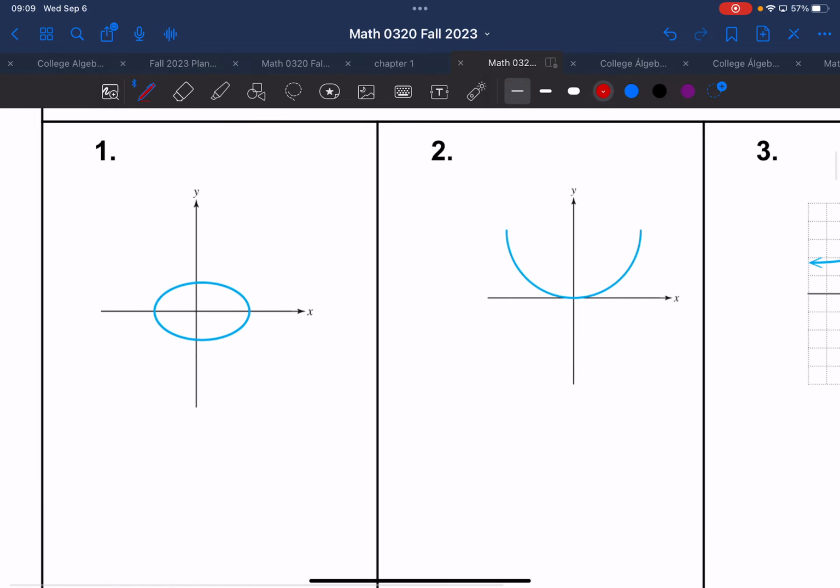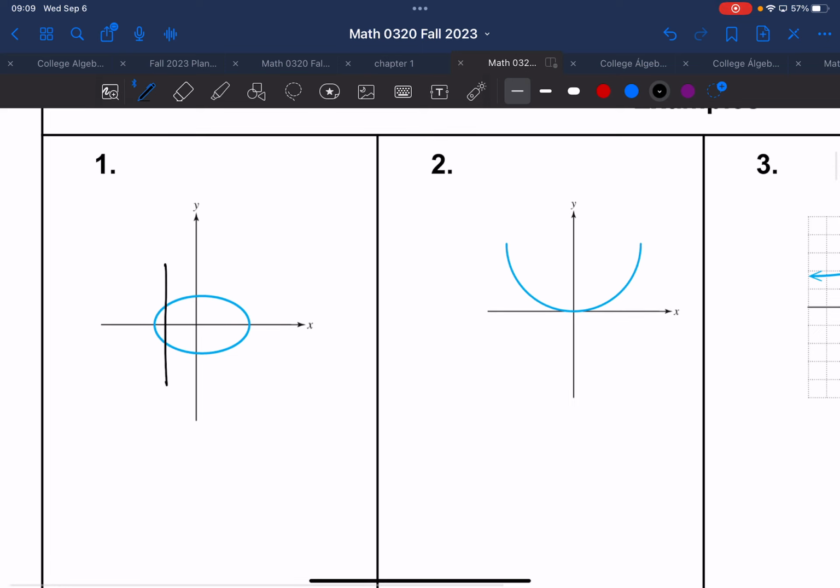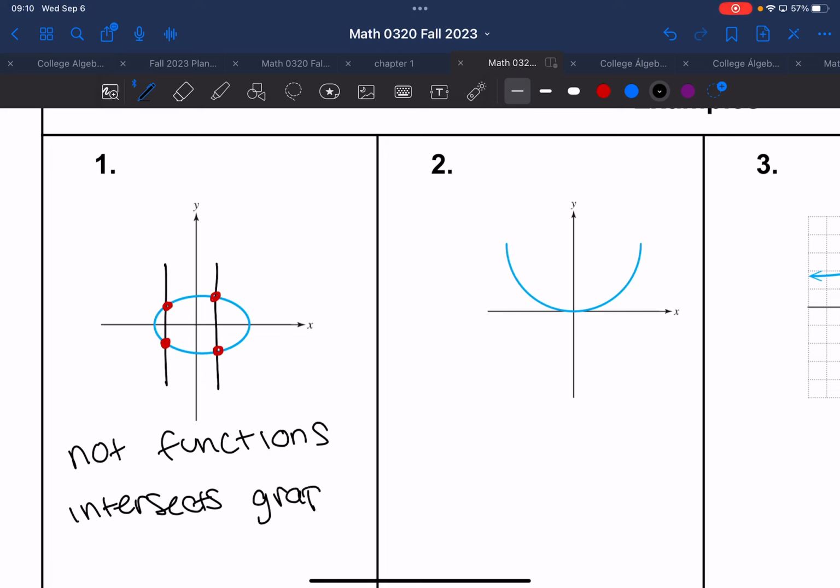So example 1, we have an ellipse. What I'm going to do is I'm going to draw a couple vertical lines on this graph. And then I'm going to see where these vertical lines cross the function. So this crosses the function here, here, here, and here. Would you say this is a function or not a function? Not a function. Why? Good, it intersects the graph twice. Not a function.